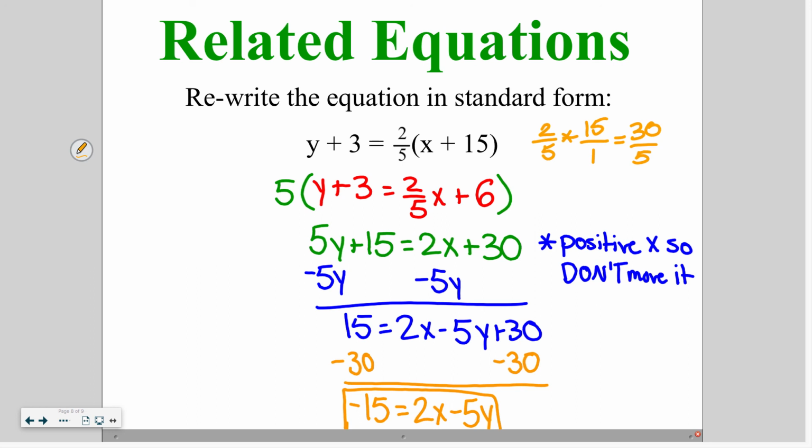X is positive, so we're going to subtract y from both sides and then subtract 30, giving us a final answer of negative 15 is equal to 2x minus 5y.